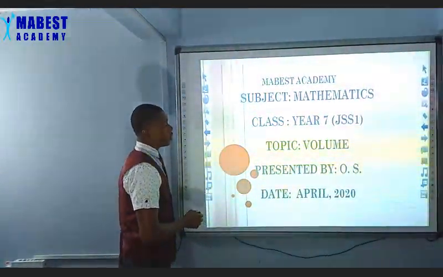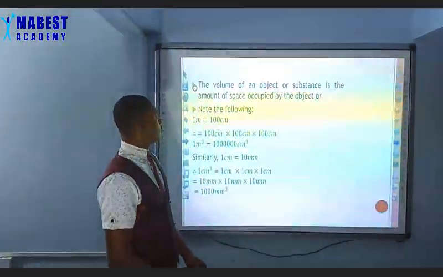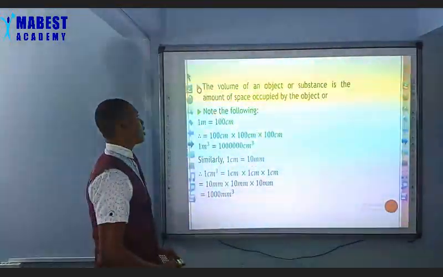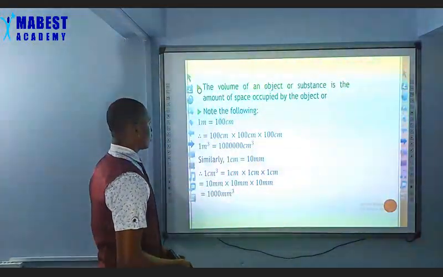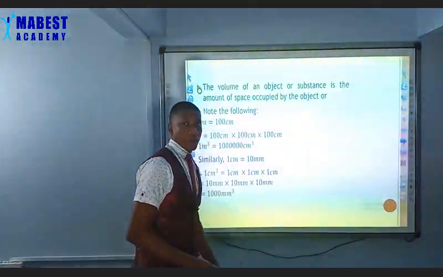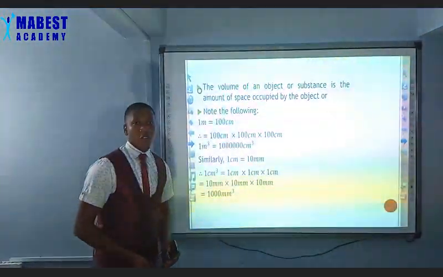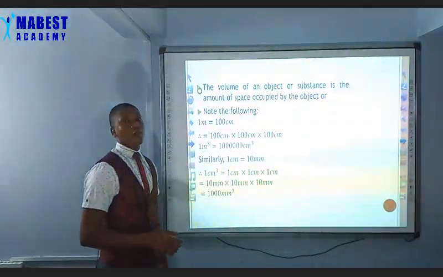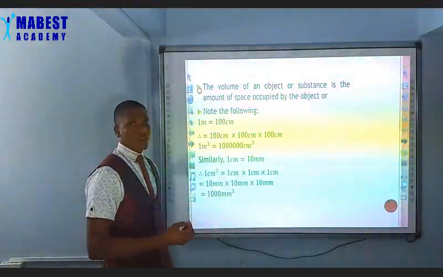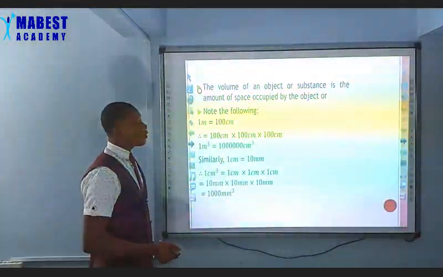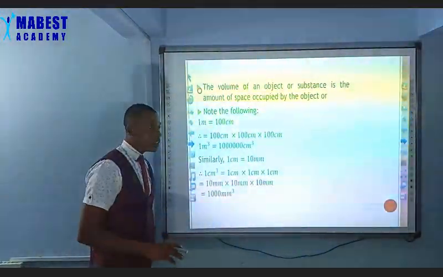The first topic before us this third term is volume. So we want to consider volume. The volume of an object or substance is the amount of space occupied by the object or the substance. That is what is called volume. For example, you have a container, a bucket, and you fetch your water. Once you fetch the water to the brim, the water will begin to overflow. It means that the bucket has reached its maximum capacity.